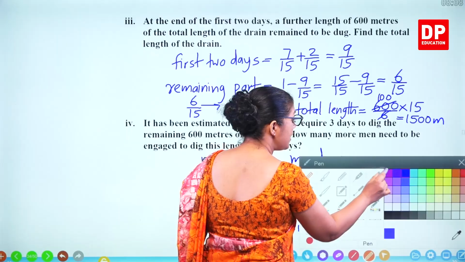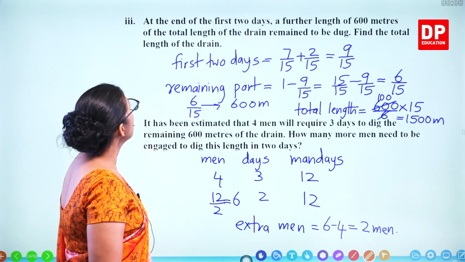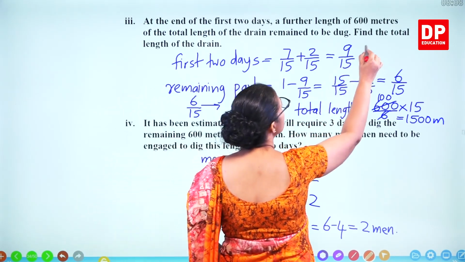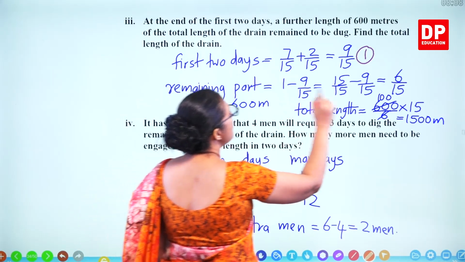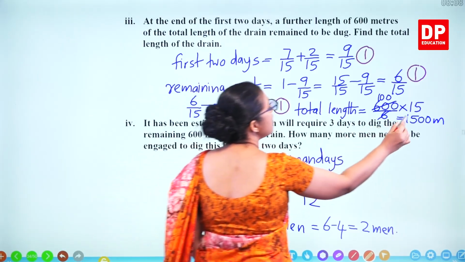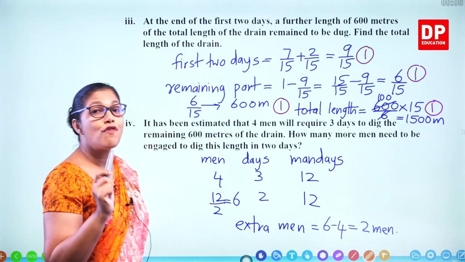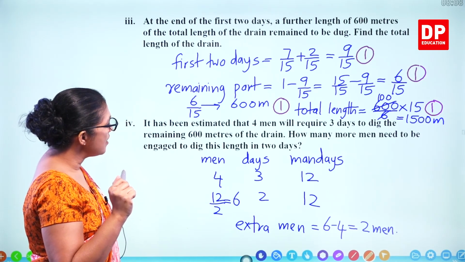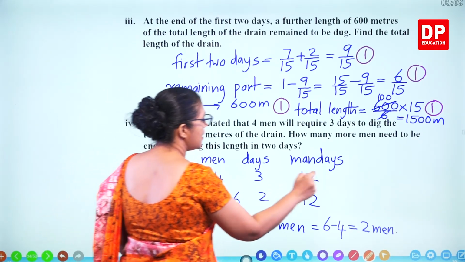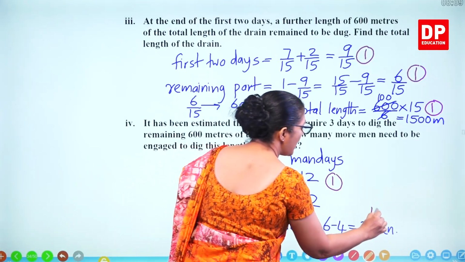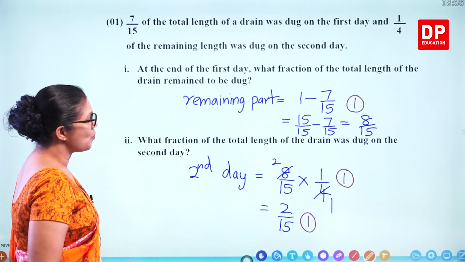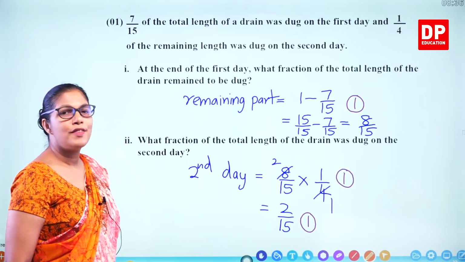So how you get marks according to the marking scheme? You get 4 marks for part 3. So here 1 mark for finding the total and the remaining part 1 mark. And here this means 600 and finding the length 1 mark. Altogether 4 marks for this part. And this one, 3 marks. Finding this one, 1 mark. And finding man days, 1 mark. And extra men, 1 mark. So this question 3 and 4, 7. And previous one, 3. Altogether 10 marks for the whole question.